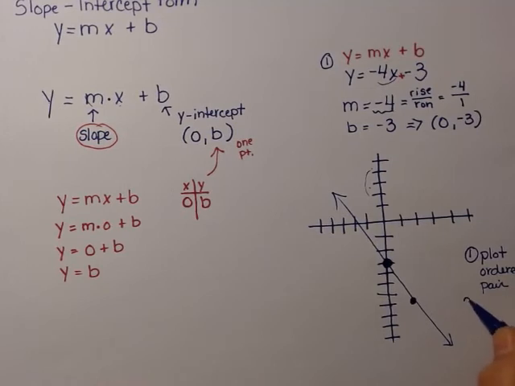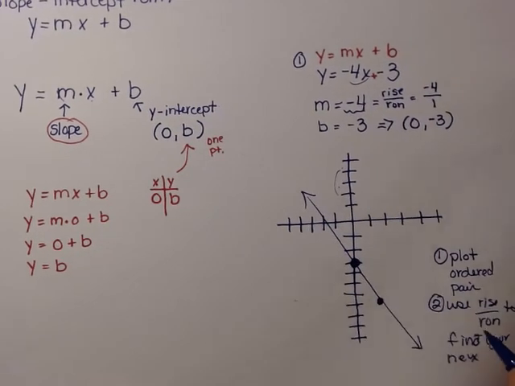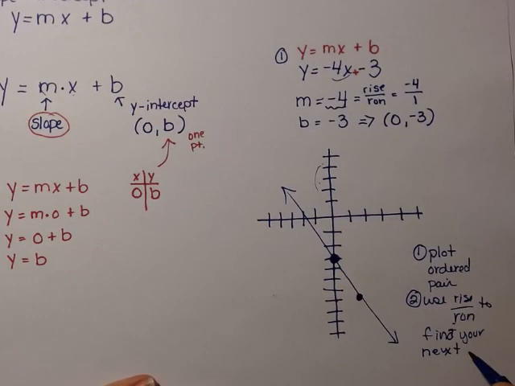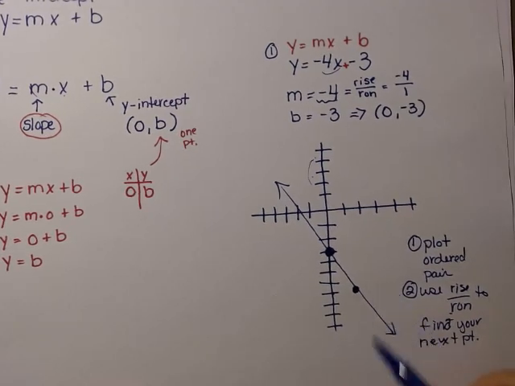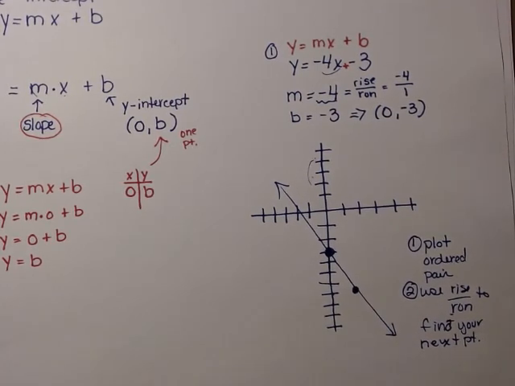So plot your point. 2, use your slope, your rise over run, to find your next point. And if they were too close together, you could continue going down 4 and over 1, and it will always take you, it makes that stair step, always takes you to another point on the line.